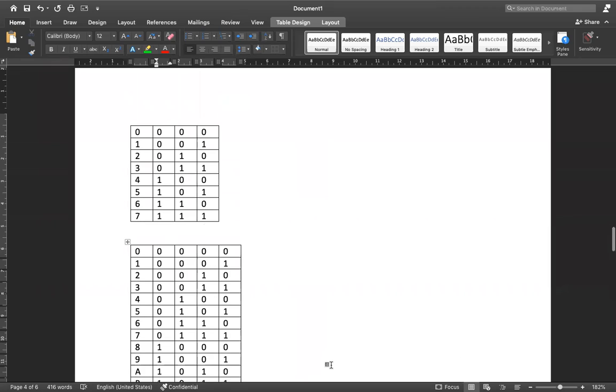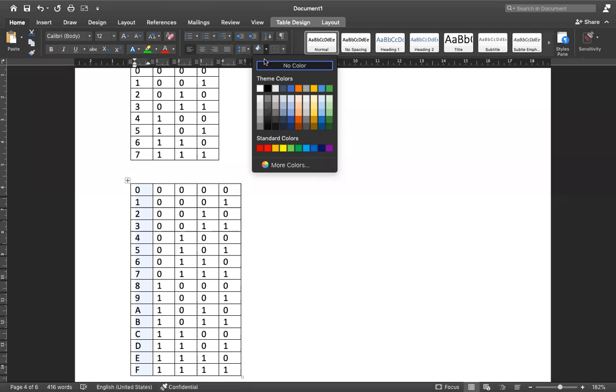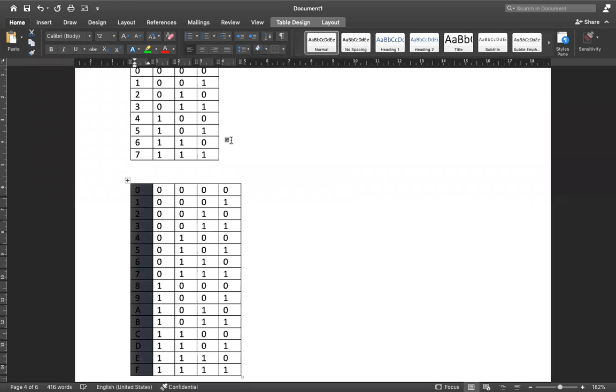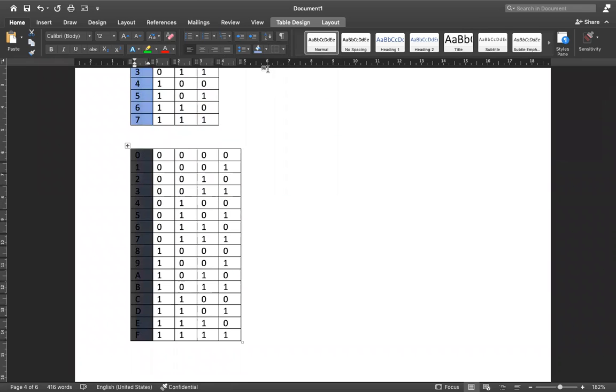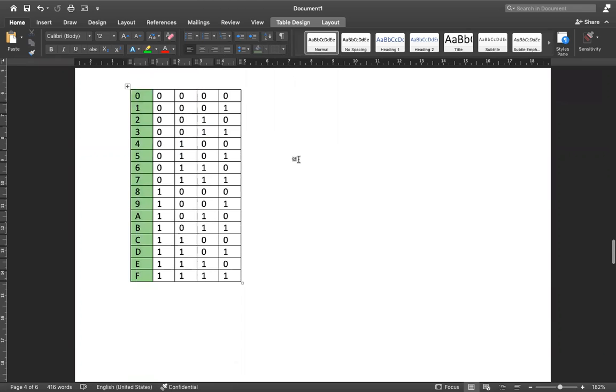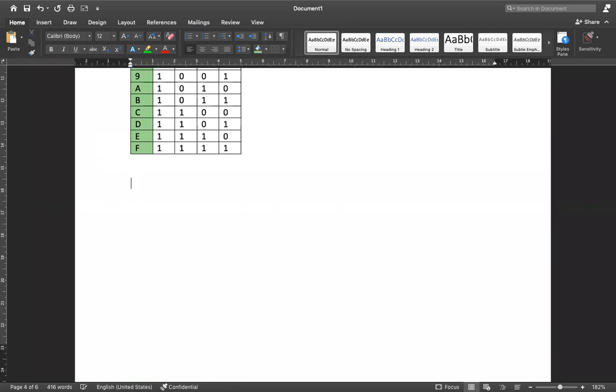Now, if you know these two tables, this side you have hexadecimal digits. Let me highlight this. And this side you have octal digits. The white color ones represent the binary digits. Let's say you got a binary number like this.